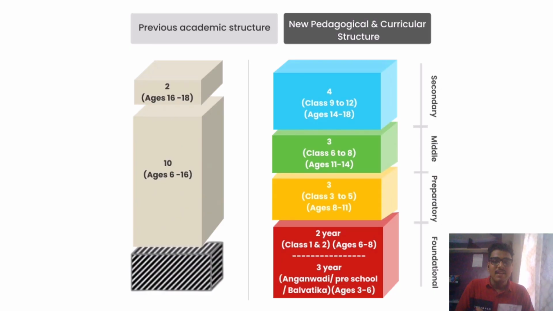So this is your 5 plus 3 plus 3 plus 4 structure. The first level is called the foundational level. It is for 5 years, which has 3 years of Anganwadi and preschool and 2 years of class 1 and 2.